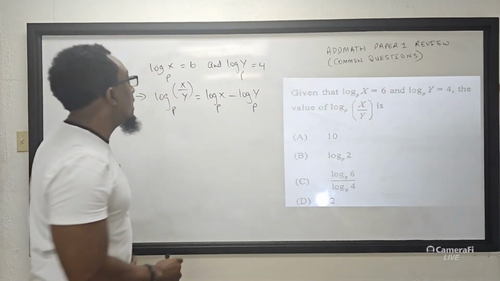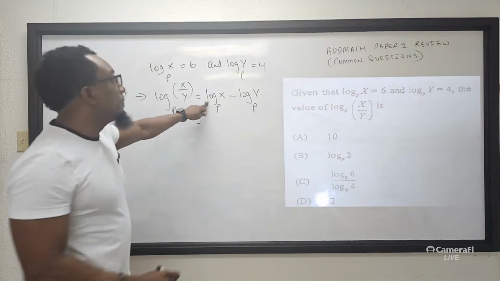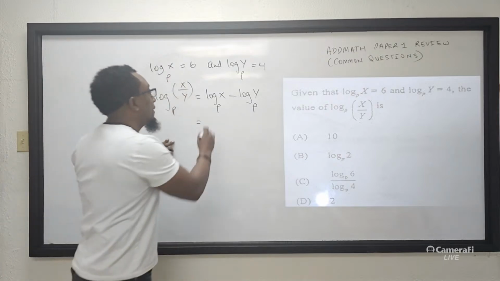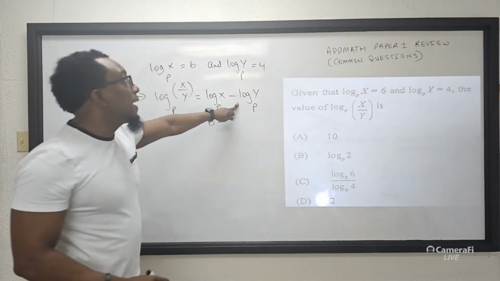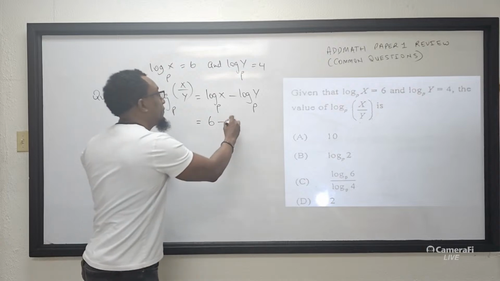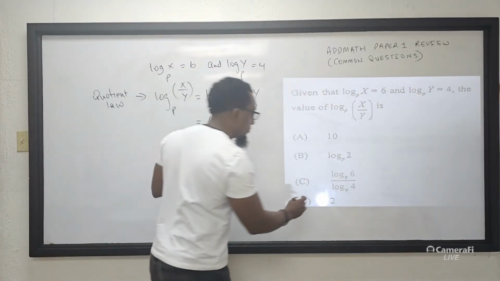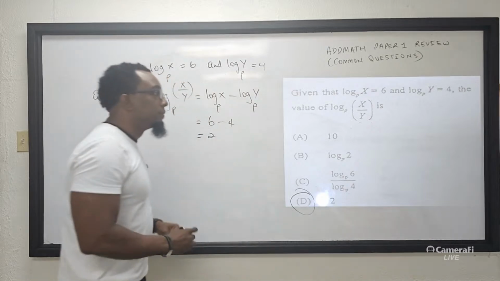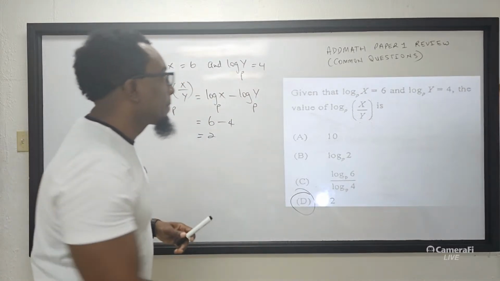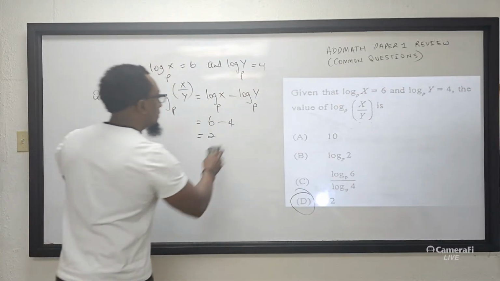And therefore, what's going to happen? Because the log of x to base p is 6, we replace that with 6. Log of y to base p is 4, replace that with 4. 6 subtract 4 will be 2, whose answer there is D. Alright? So let's move on to the next.